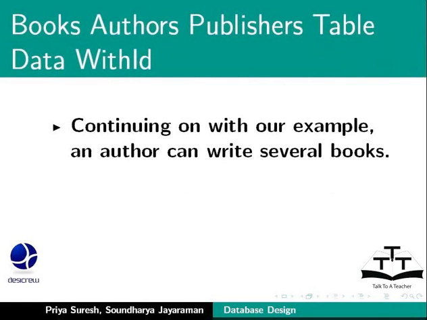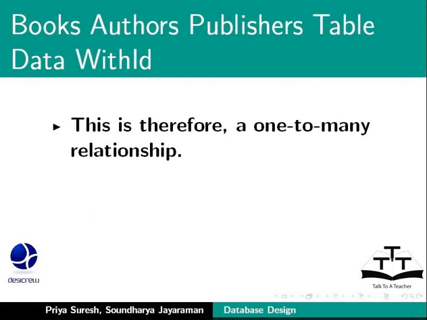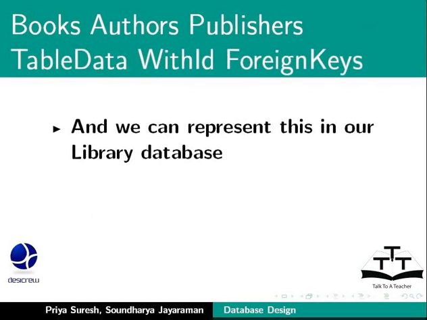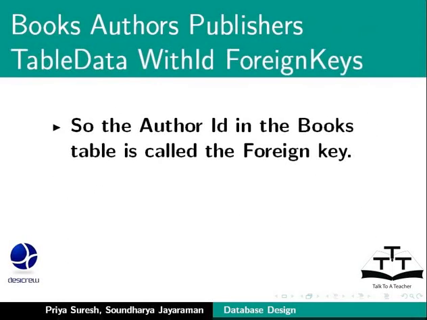Continuing on with our example, an author can write several books. So, for one author represented in the authors table, there can be many books represented in the books table written by the author. This is therefore a one-to-many relationship, and we can represent this in our library database by taking the author ID, which is the primary key in the authors table, and adding it to the books table. Simple. So, the author ID in the books table is called the foreign key.